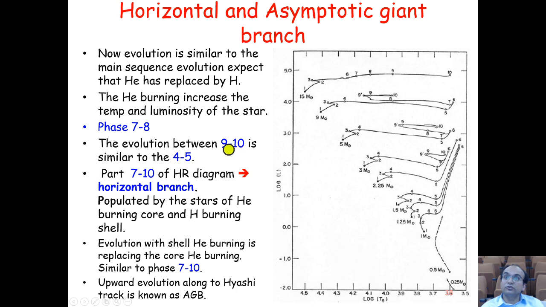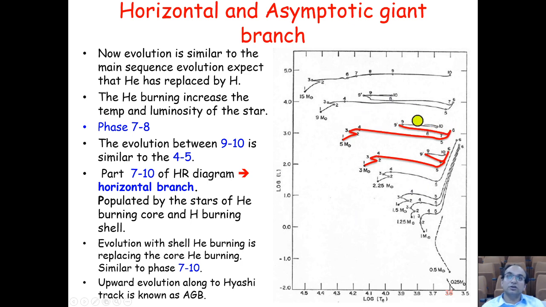The evolution between 7 to 10 is again very similar to 4 to 5, except that we have core helium burning, then the hydrogen helium burning. So I will just put part 7 to 10 in the HR diagram.